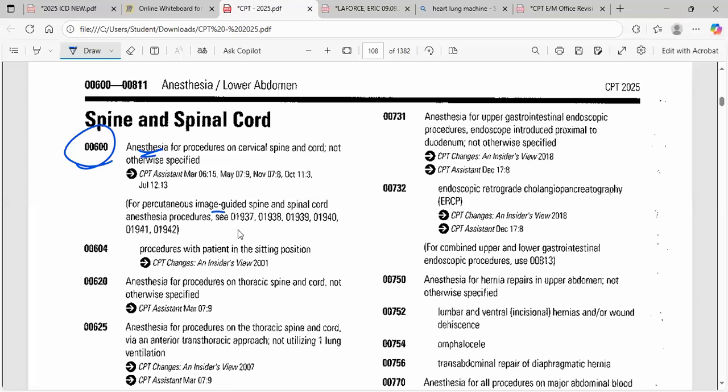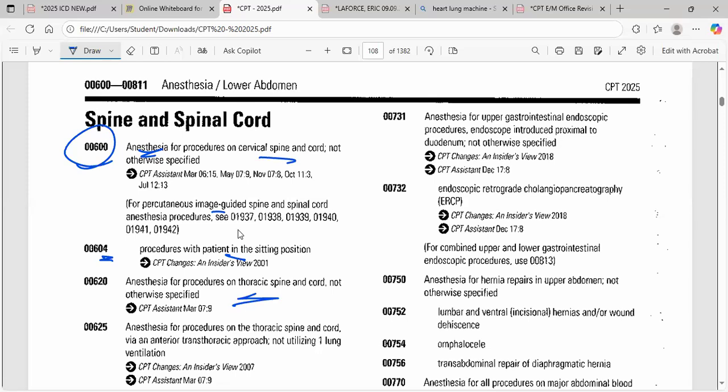Then we have 00604, procedure with the patient in a sitting position. So the provider is doing the spine anesthesia, but the patient is in the sitting position. Then we are going to use this code. Then we have the anesthesia procedure on thoracic spine and cord, not otherwise specified. So the difference between the above one and this one, this one is for the thoracic, the previous one is for the cervical.